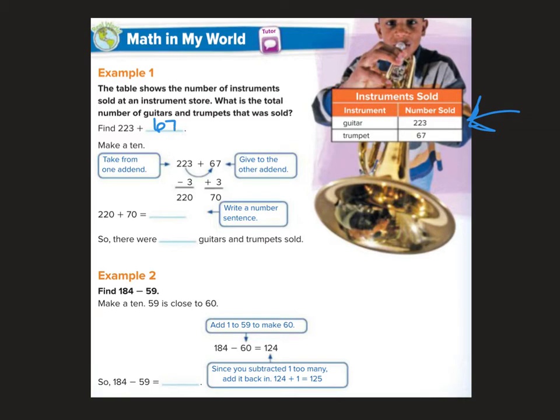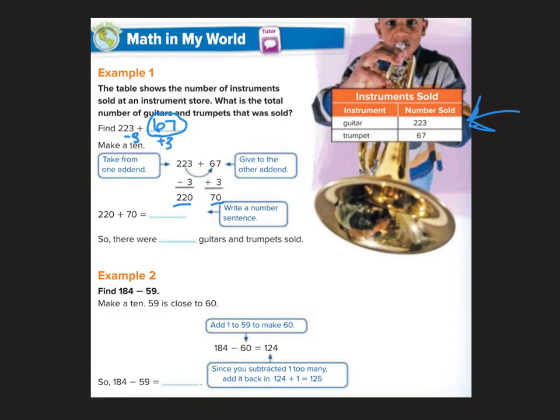Okay, so I'm going to look to see if I could make a 10. So I know 67 is almost 70. So what I'm going to do is take 3 away from this number and give it to this number, because then I'm working with the numbers 220 and 70. And that's a lot easier to work with than 223 and 67.